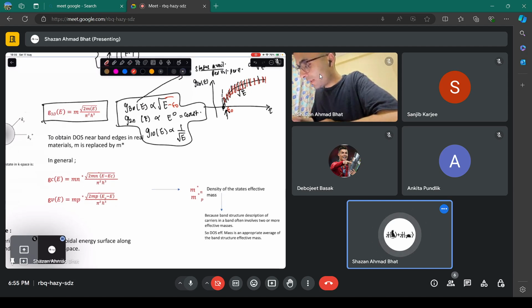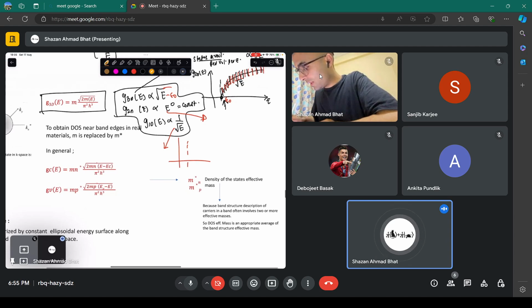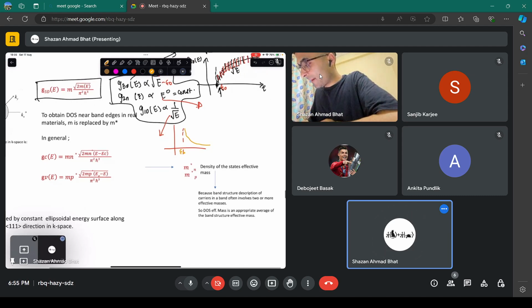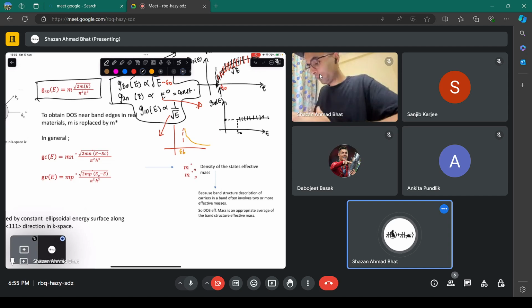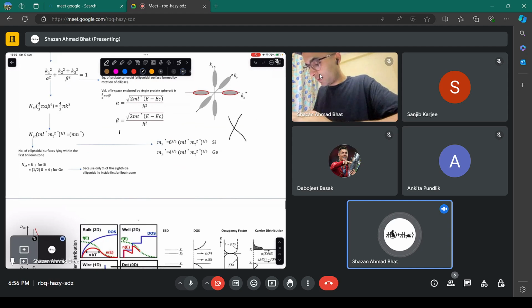And for the 2D case, this is constant. And for the 1D case, it is inversely proportional to E, something like this if this is E naught. For the two-dimensional case, the density of states versus E is a constant at this particular E naught. There are a constant number of states present. And this is a complicated thing; you don't need to study it.